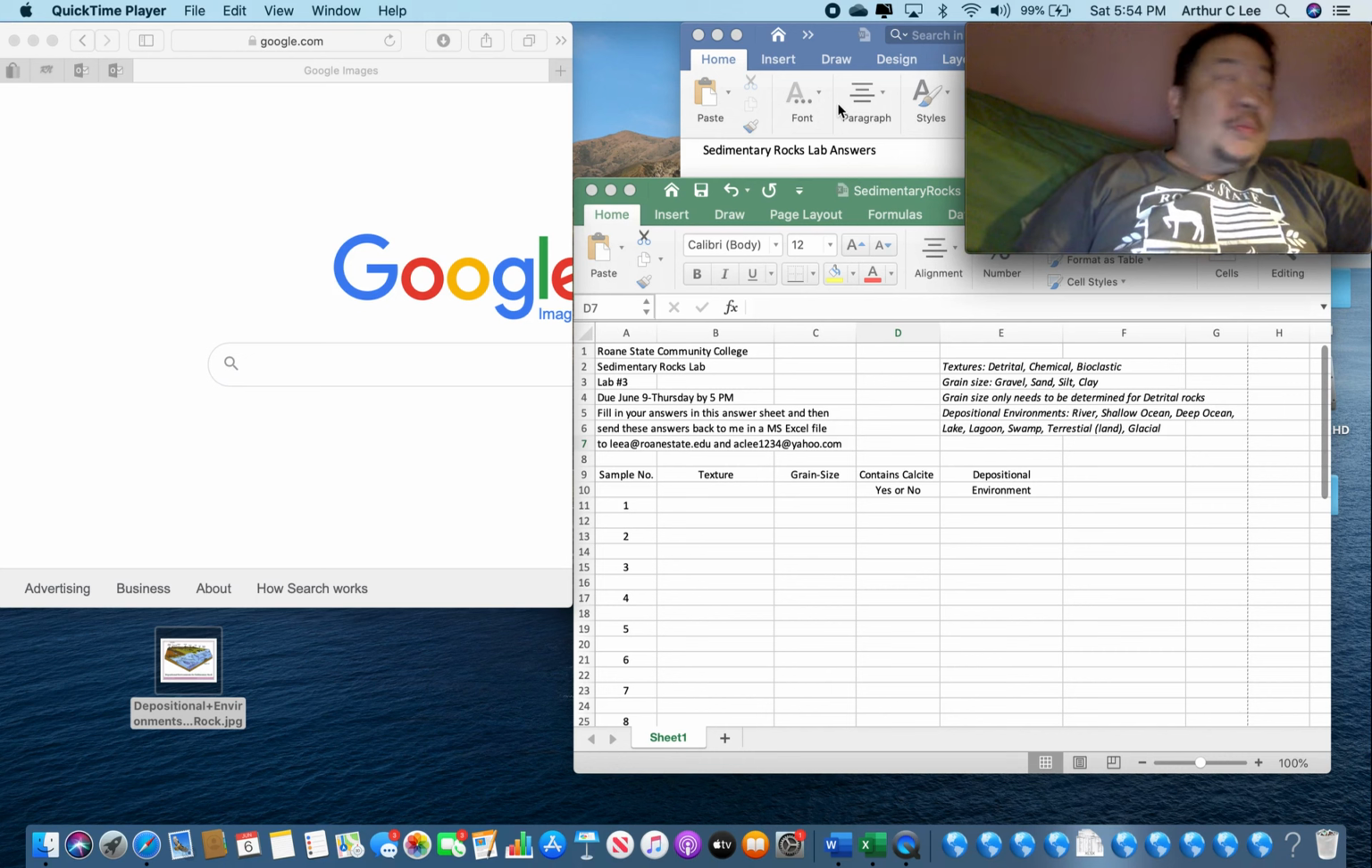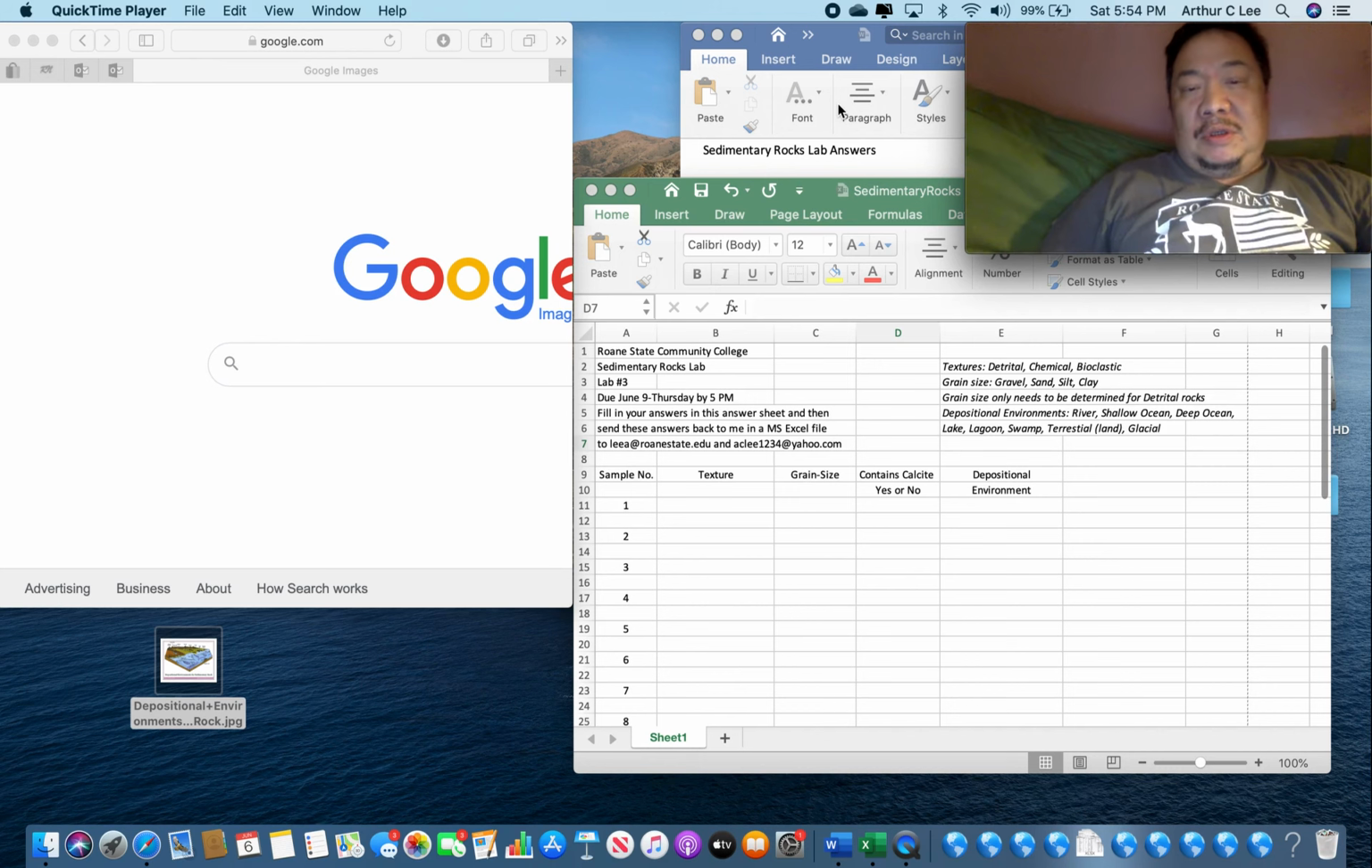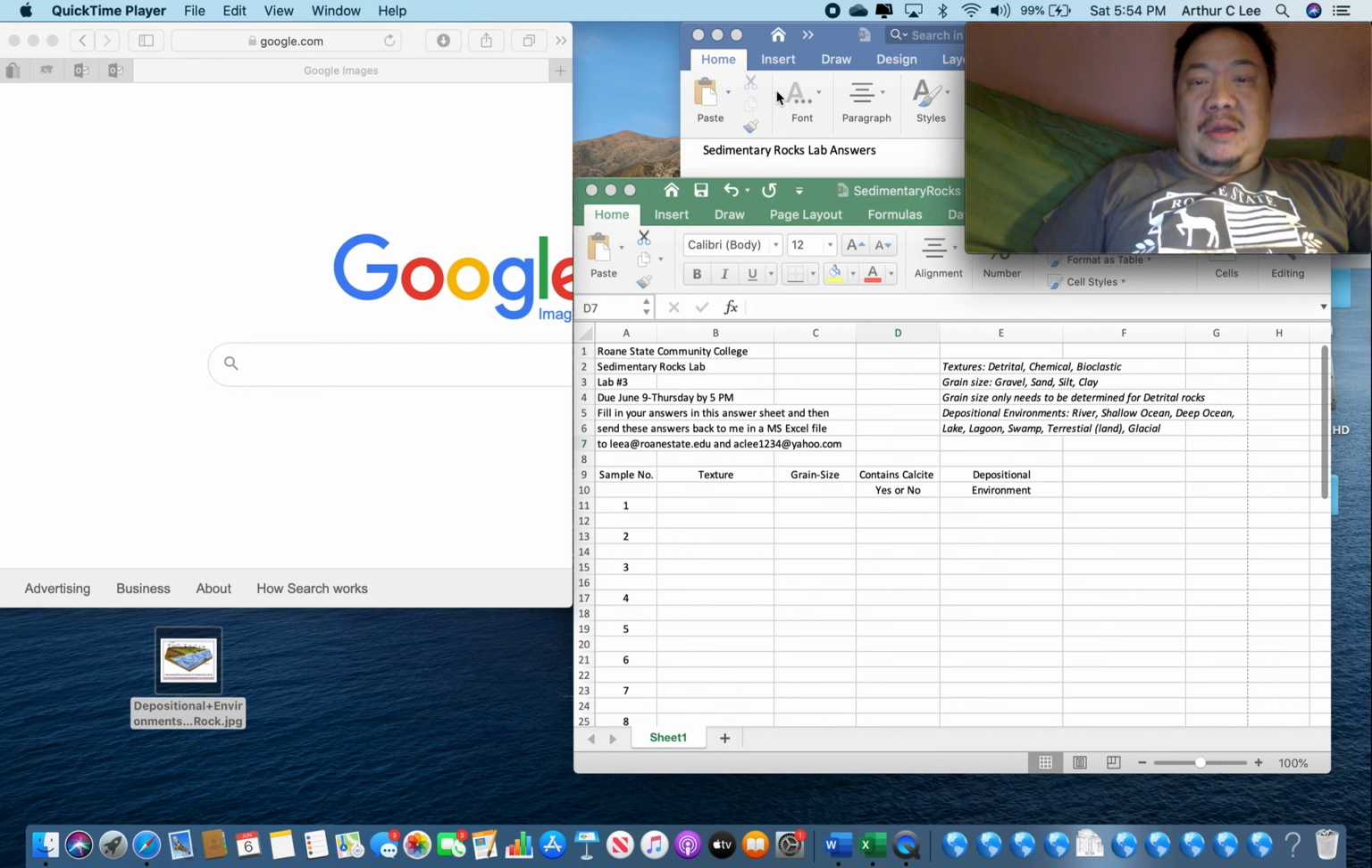Also, two groups have not returned their minerals boxes yet. The two groups who haven't returned your mineral boxes, please return those, and at the same time pick up your sedimentary rock lab boxes.